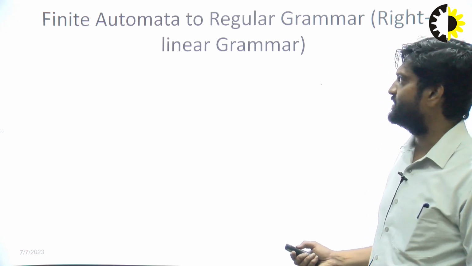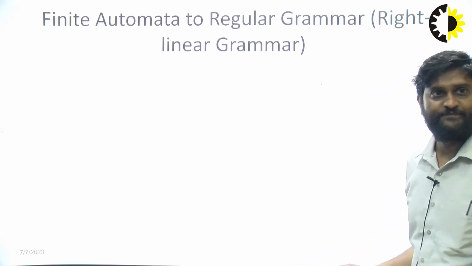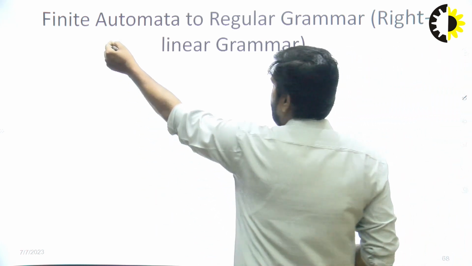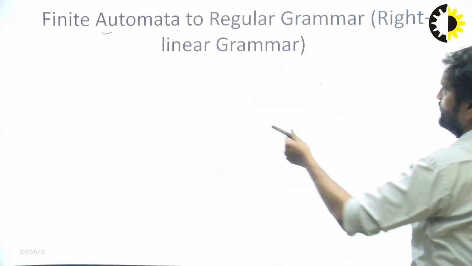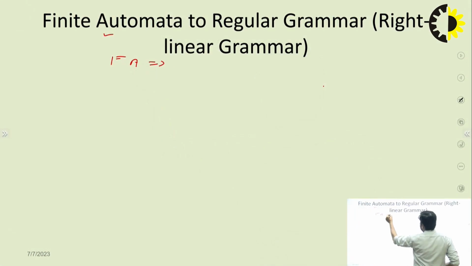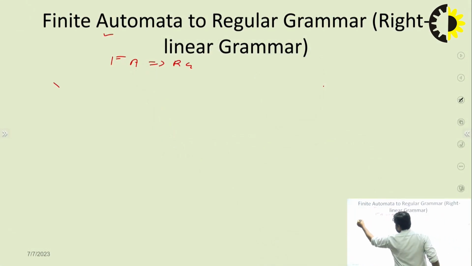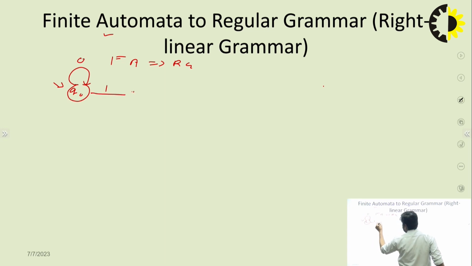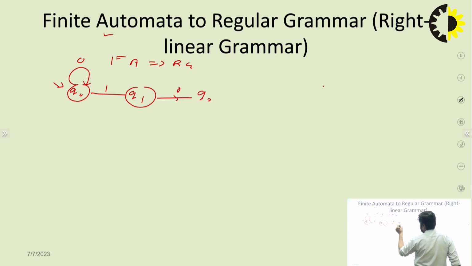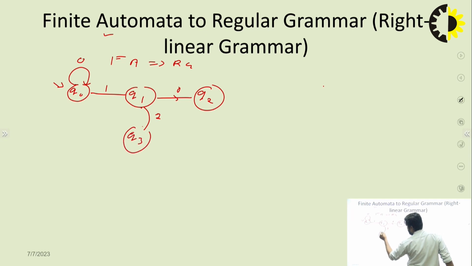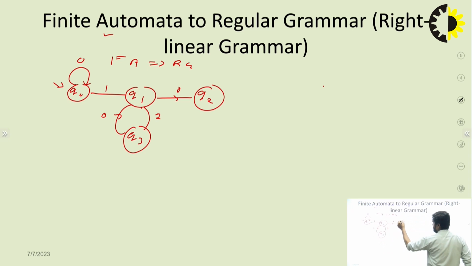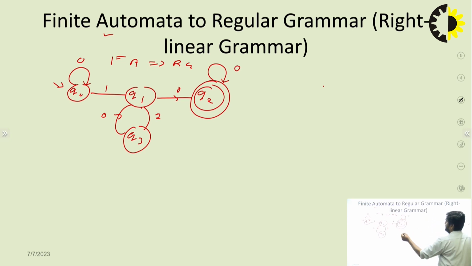I will discuss some questions related to how to convert automata to regular grammars. Now we take an example to convert a finite automaton to a regular grammar. The initial state of the finite machine is Q0. On input 0 it stays, on input 1 it changes to state Q1. From Q1, on input 0 it changes to state Q2, and on input 1 it goes to state Q3. From Q3, on input 0 it changes to state Q1. Now this is a finite automaton.